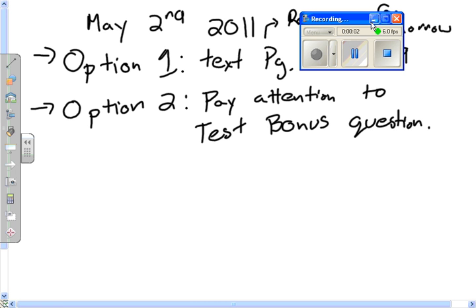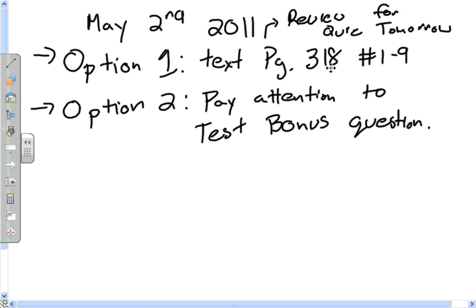Okay, today is May 2nd, 2011. You have two options right now. You guys can work on your text page 318, numbers 1 to 9, and that'll be the review questions for tomorrow's quiz. Option 2, I am going to show you how to do the bonus question that you're going to get on your test next Tuesday.